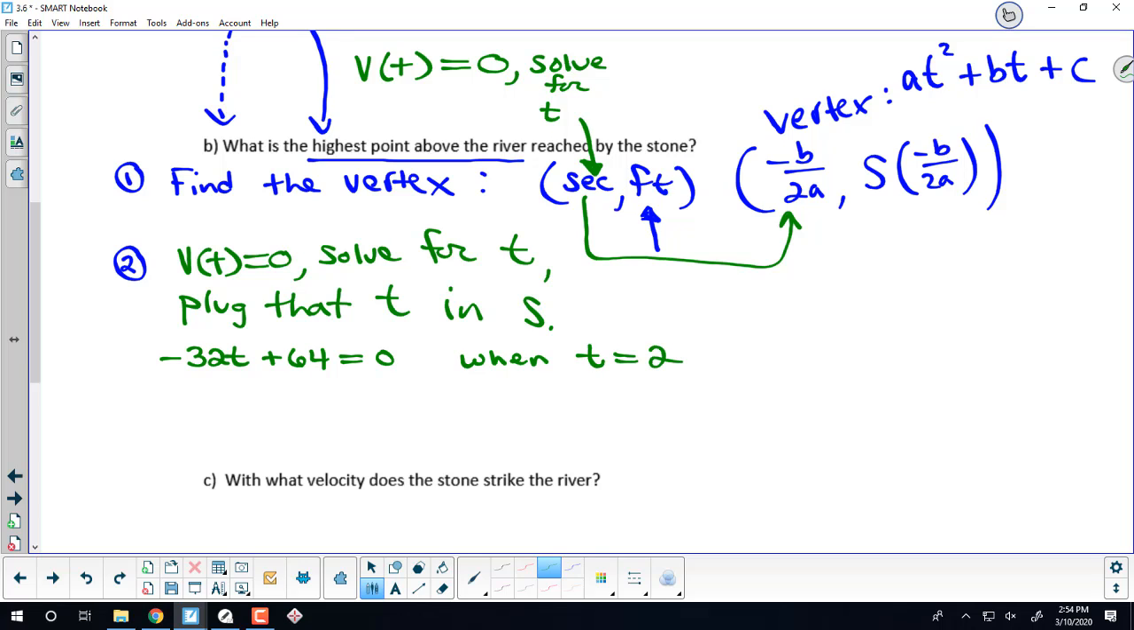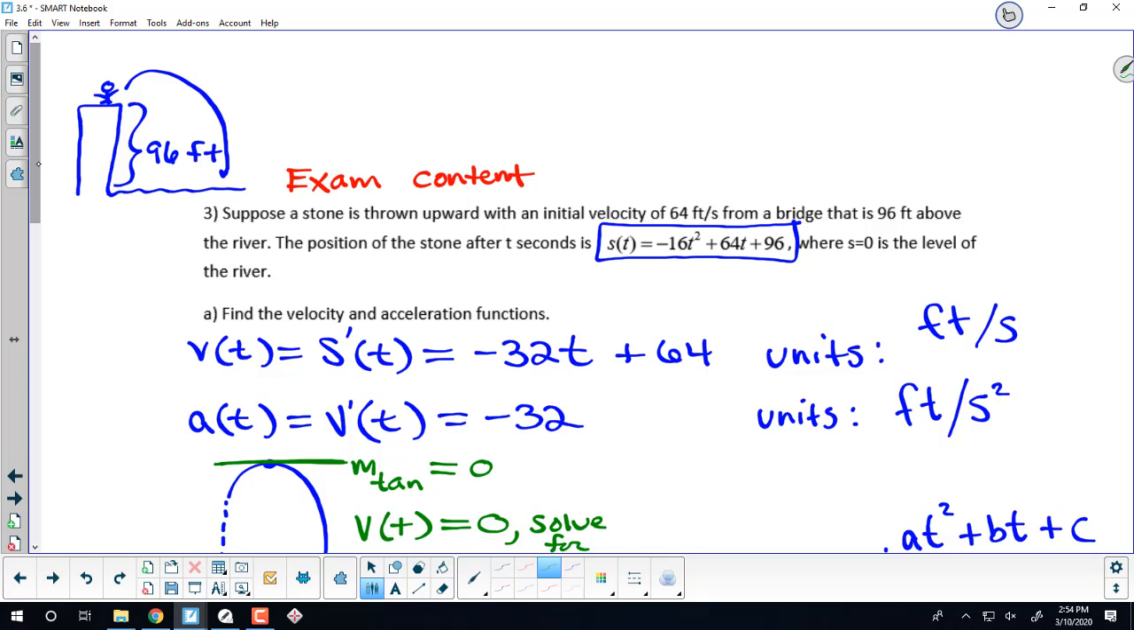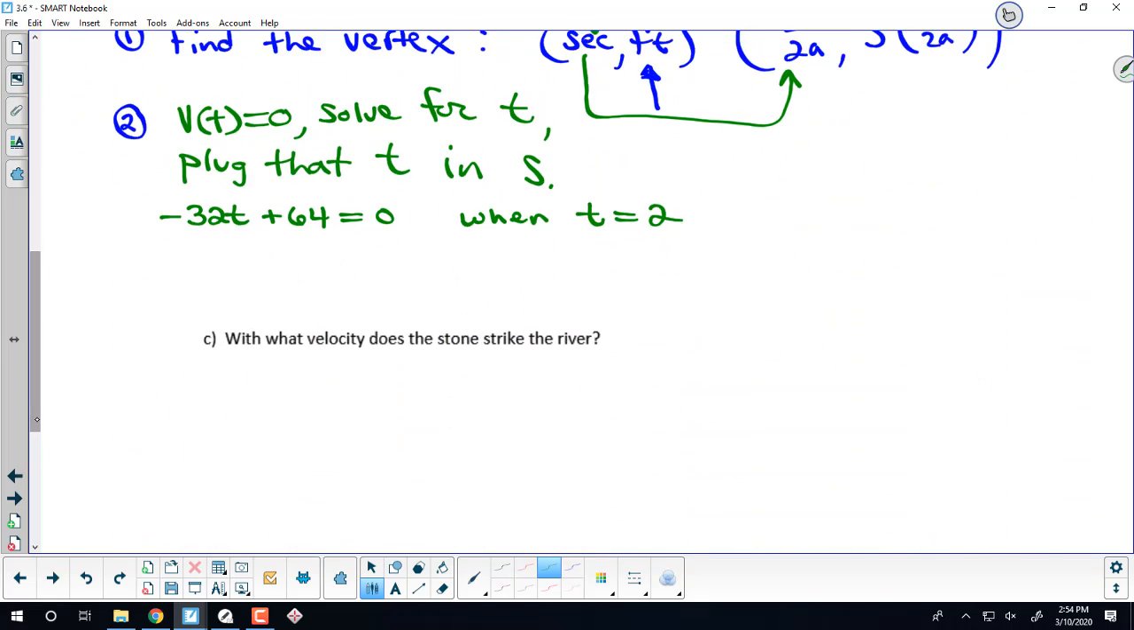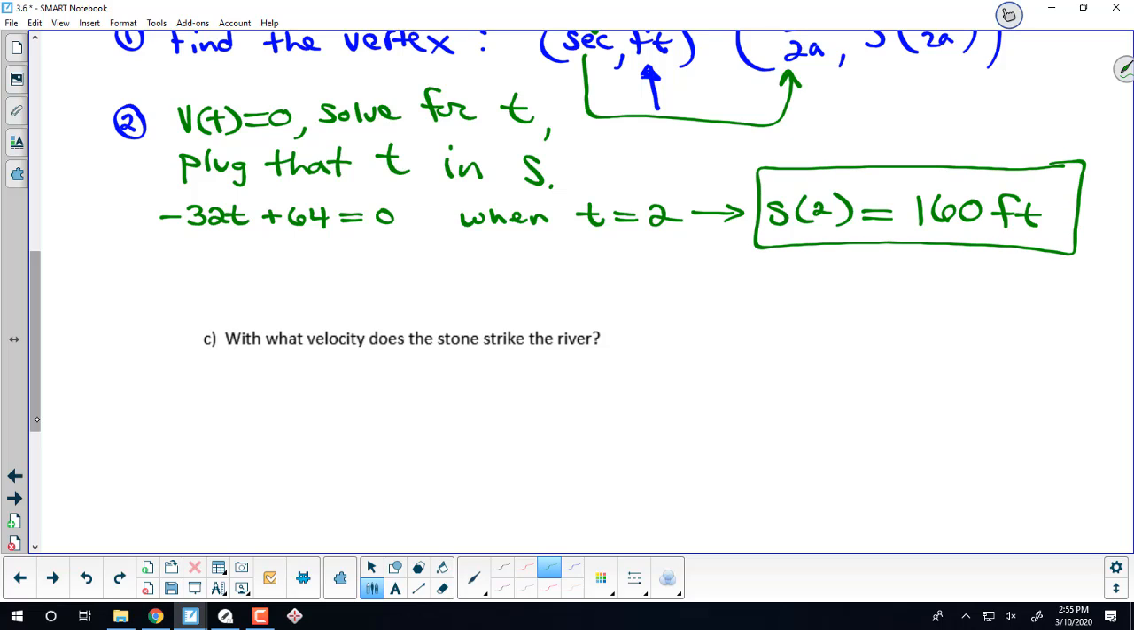So that's a t of 2. A time value of 2 is when that stone reaches the top. So 2 seconds after we throw it is when that happens. And then we're plugging this into the position because we want to know something about the position. So negative 16 times 2 squared plus 64 times 2 plus 96. What do we get? 160 feet. So that's the maximum height reached by that object.